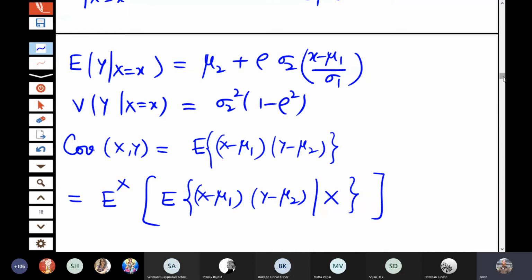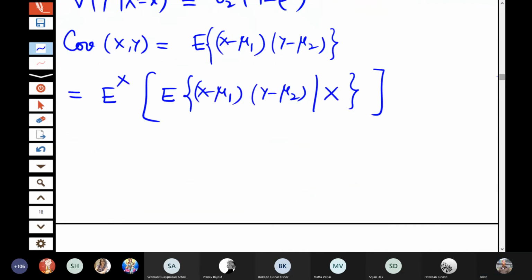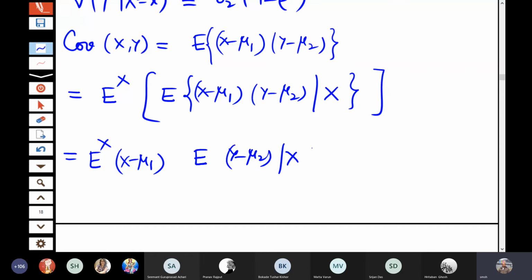So this is expectation of X. If X is fixed, then (X minus mu1) I can take out, and I am left with expectation of (Y minus mu2) given X.